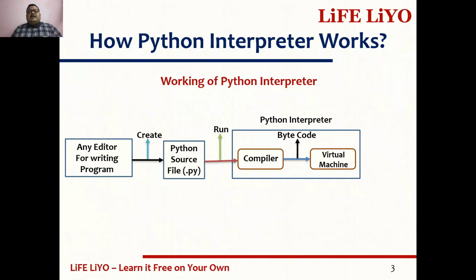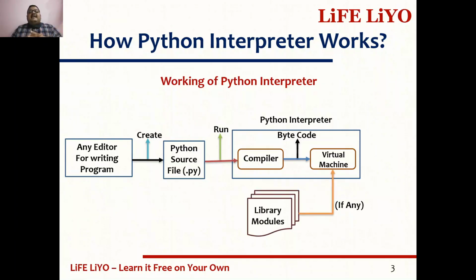So what does this virtual machine do? Whatever code was compiled by the compiler in the interpreter, the virtual machine is going to add any external library modules. These external library modules are like header files in C programming. #include <stdio.h>. What is that stdio.h? Standard input output header file. The functions related to input and output are available in that stdio.h header file.